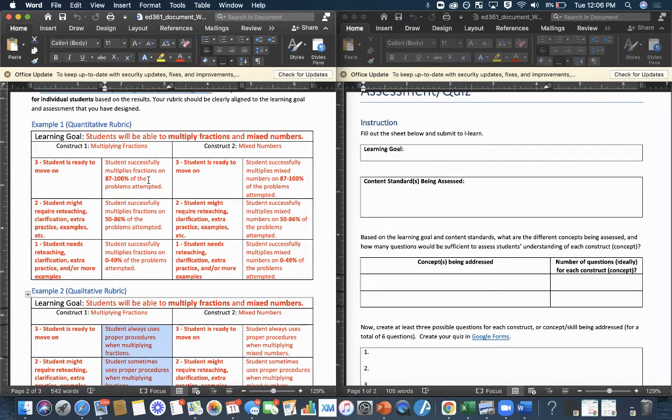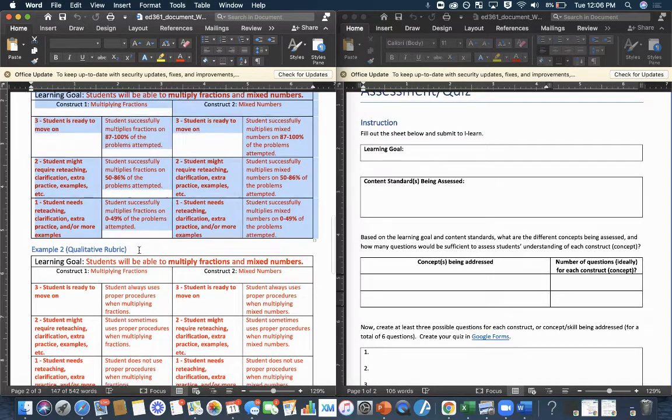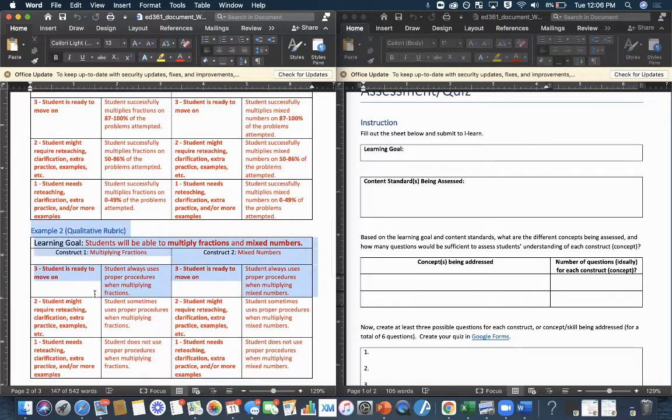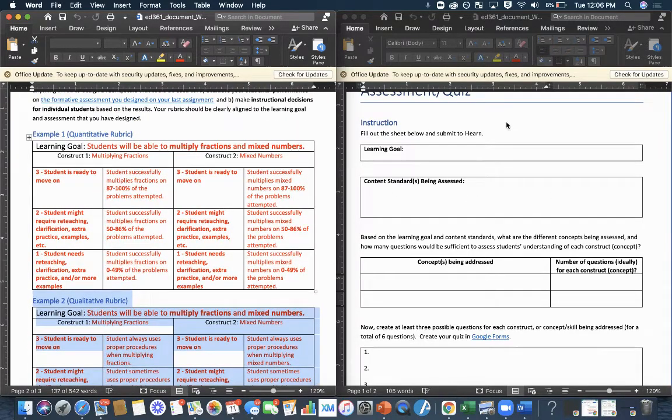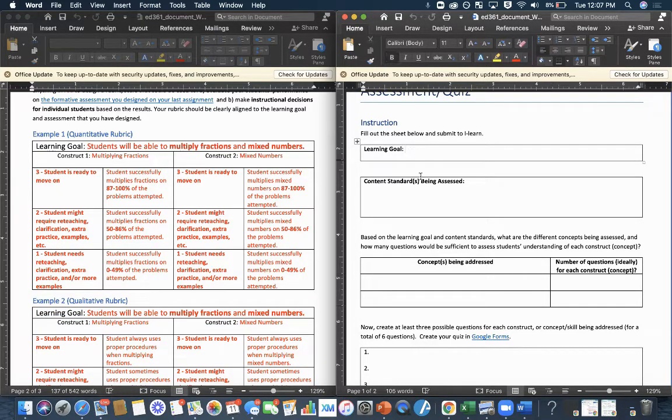So in other words, you just need to pick either this one to use and delete the other one, or use this template and delete the other one, and fill in the elements from your quiz into everything that is red. Everything that's in red should be adjusted or adapted based on your learning goal and the concepts that you are assessing.